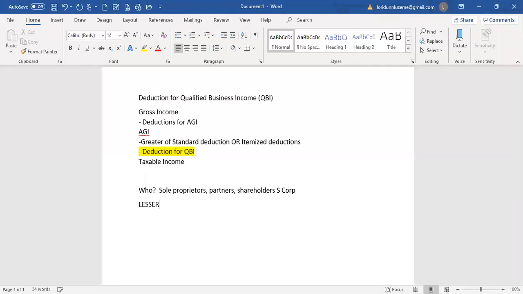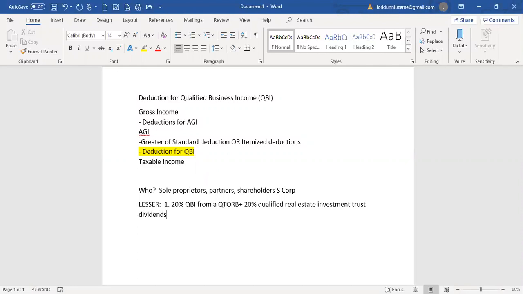What can they deduct? The lesser of two calculations. 20% of their QBI. So we need to make sure we understand what QBI is, from a qualified trade or business. So I'm just doing some acronyms there. Plus 20% of their qualified real estate investment trust dividends.